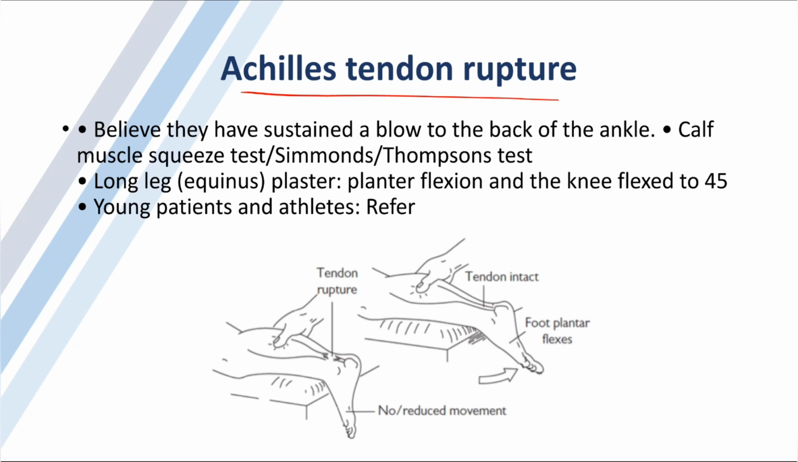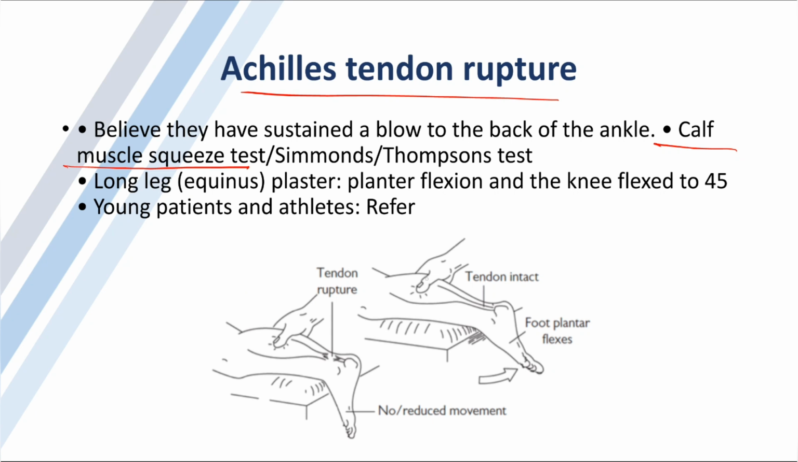Achilles tendon rupture usually happens suddenly. There are some drugs that may increase the risk of Achilles tendon rupture, like ciprofloxacin. The patient believes that they sustained a sudden blow to the back of the ankle. There is a test called the calf muscle squeeze test, or Simmonds test, or Thompson's test.